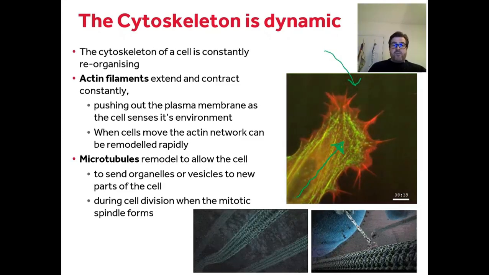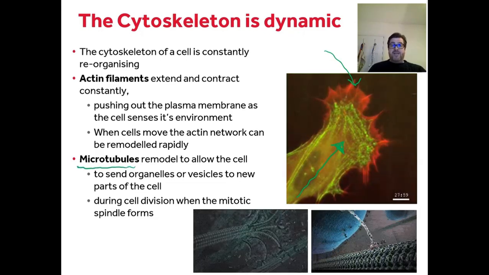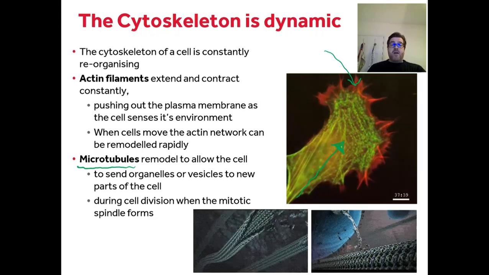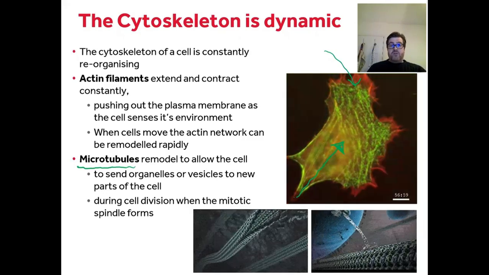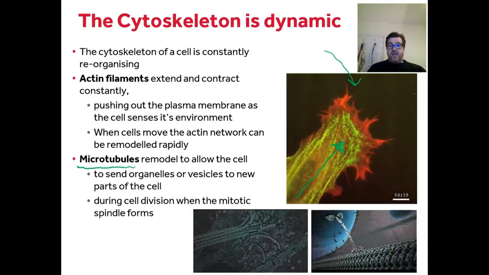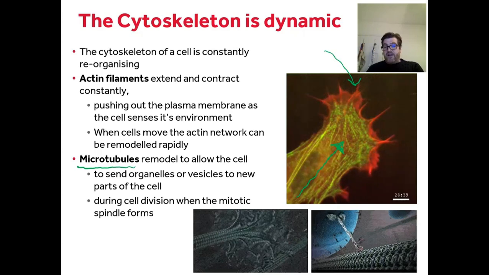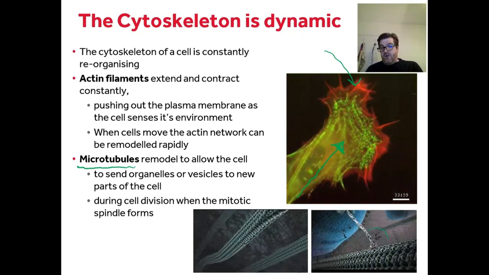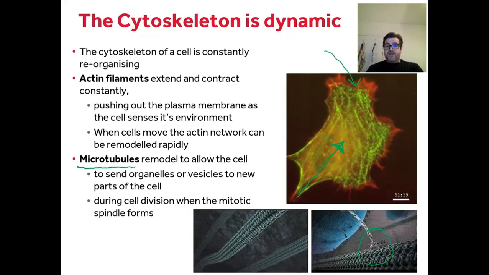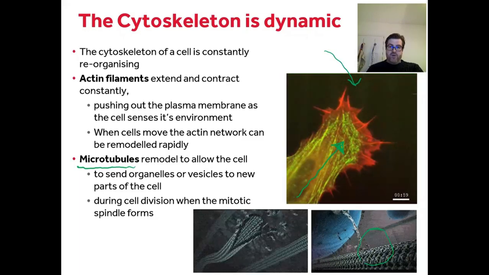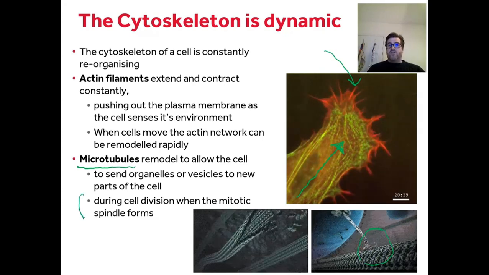Another example of the cytoskeleton being dynamic are the microtubules. So you can see that the microtubules remodel to allow the cell to send organelles or vesicles to new parts of the cell. In fact, you can see an example of essentially the walking along here. Again, that involves intermediate filaments connecting to the microtubule network to move vesicles about, and it's also very important during cell division.